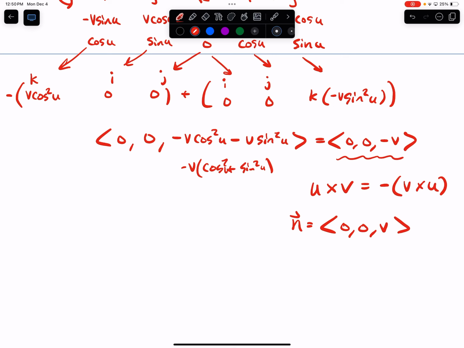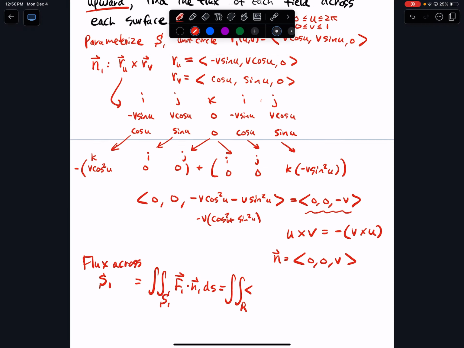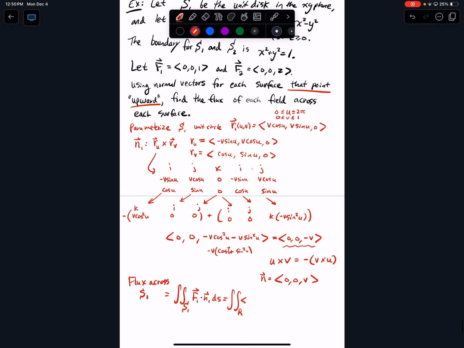So the flux across S1 is equal to the double integral over the surface S1 of F1 dot N1 dS, which is a double integral over the region of, well, what is F1? F1 is 0, 0, 1, dotted with 0, 0, v.